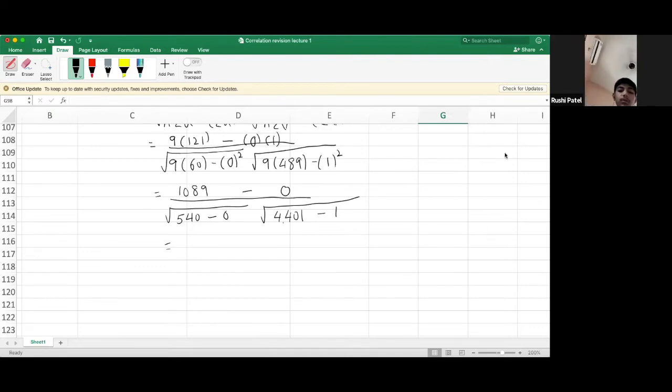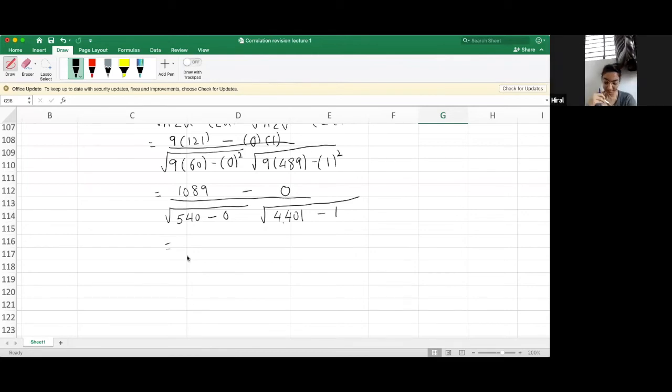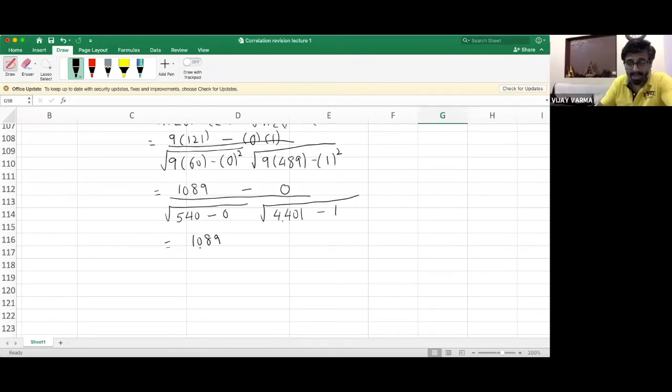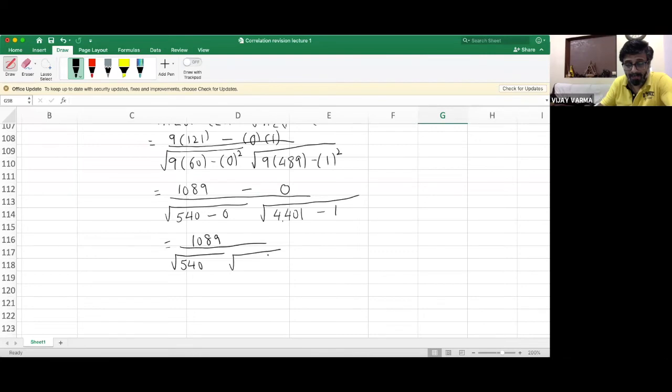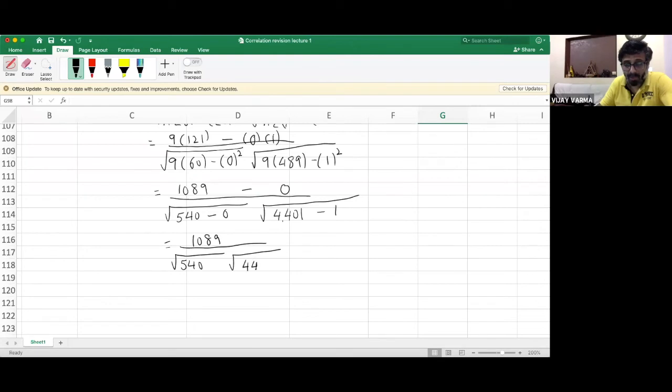Now, Hiral, unmute yourself. Tell me the next step. Sir, it's 1089 upon square root of 540 into root 4400. 1089 minus 0 is 1089, correct. 540 minus 0 is 540, and 4401 minus 1 is 4400. Mute yourself, Hiral.